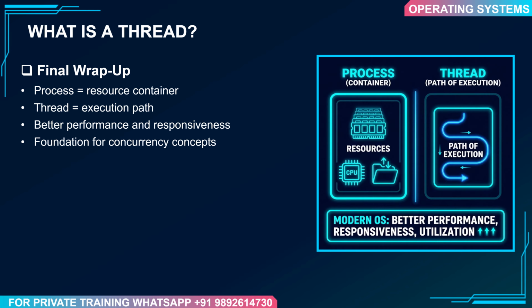So, to wrap this up in simple words, a process is like a container that holds resources, and a thread is the actual path of execution inside that container. Modern operating systems rely heavily on threads because they provide better performance, responsiveness, and resource utilization. Understanding this difference clearly will make the rest of the threads and concurrency module much easier to follow.